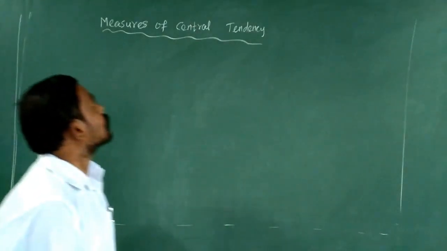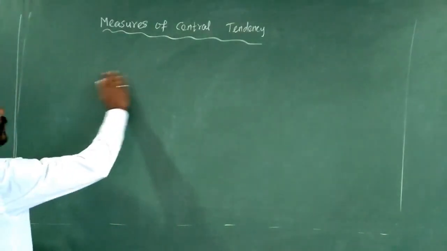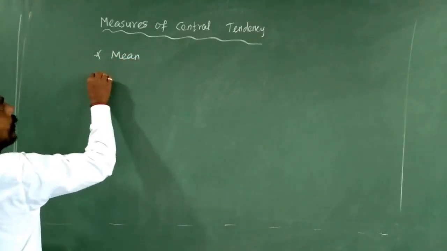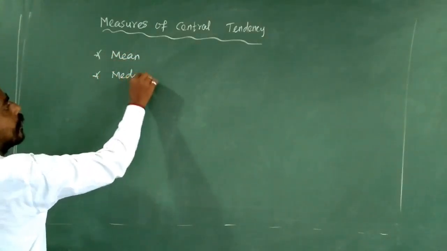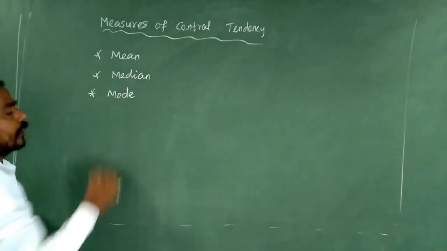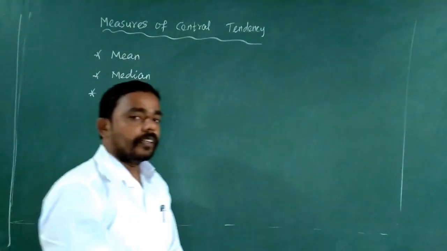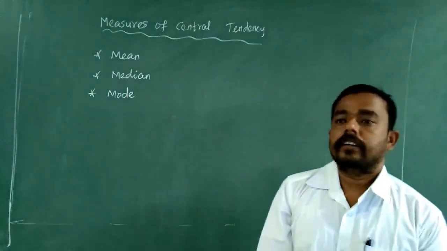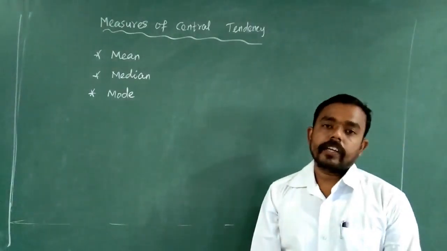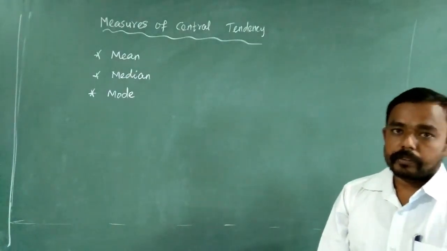Now we are going to discuss measures of central tendency. Measures of central tendency are nothing but mean, median, and mode. These three things we are going to discuss. For that, mean: if you have raw data, how to find the arithmetic mean. Mean we can call the average; mean is also called arithmetic mean.